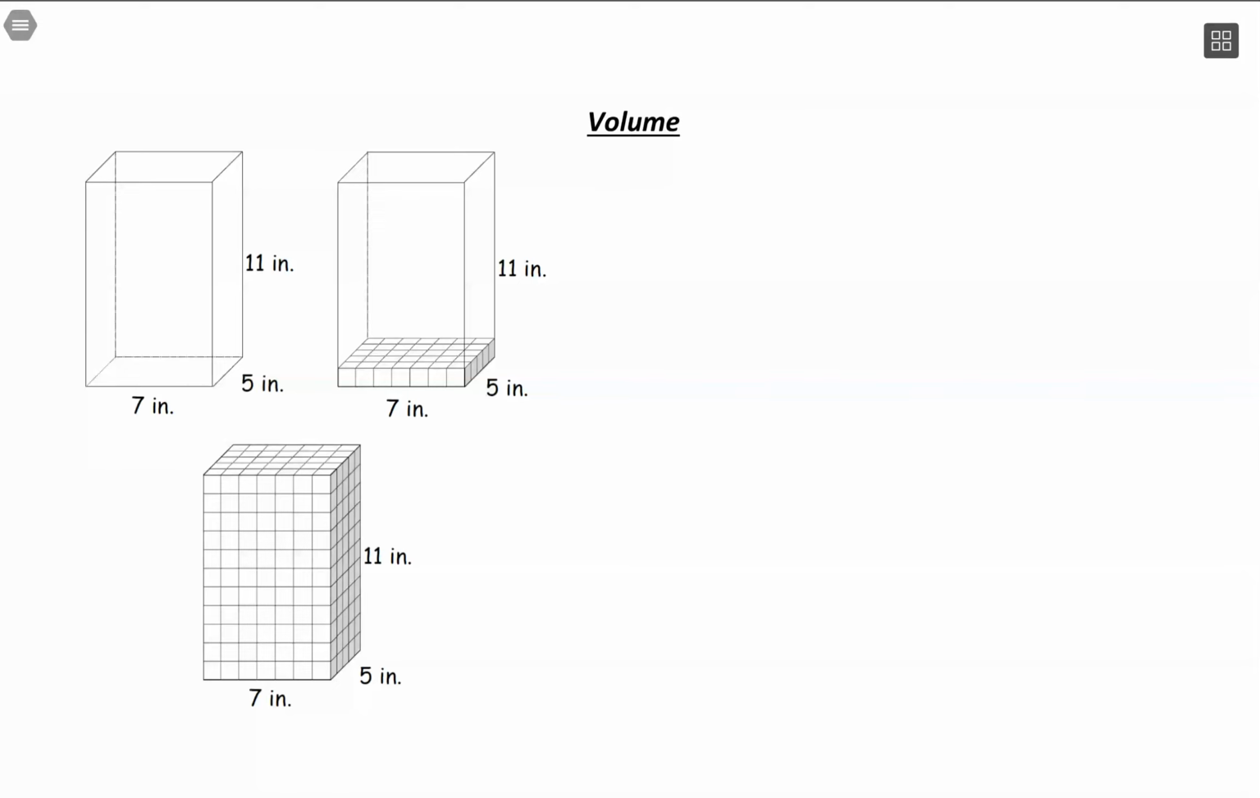So with three-dimensional objects, what we're going to be interested in is volume. So volume represents the space that a three-dimensional object occupies.